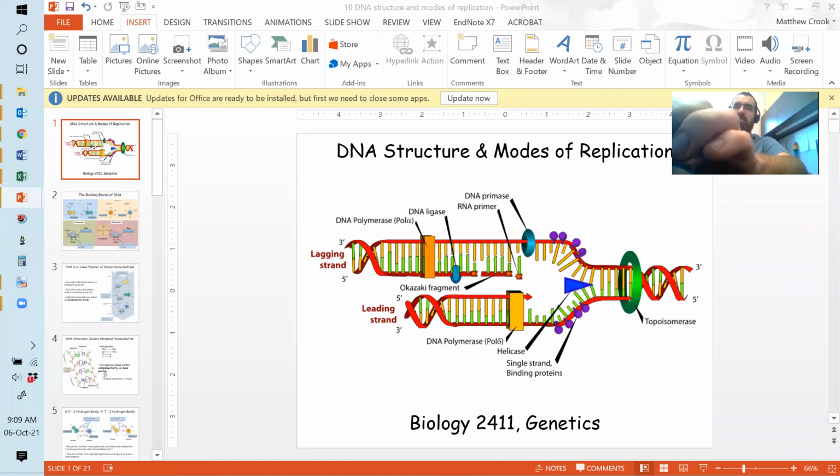So the leading strand is synthesized in one continuous strand per replication fork. Now, obviously, you're going to have multiple leading strands for a eukaryotic chromosome because you have multiple replication forks and replication bubbles.